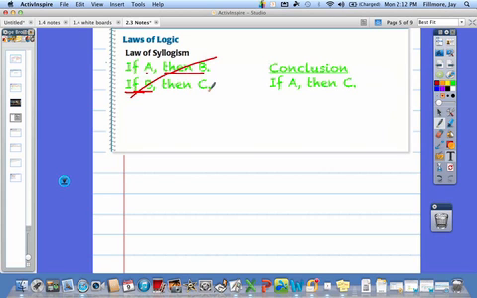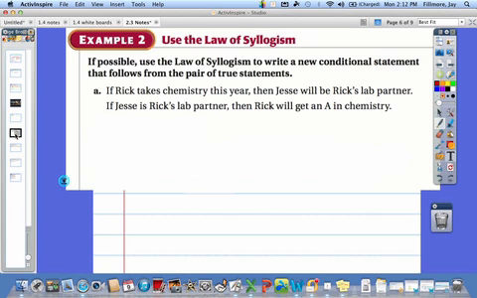Well, obviously, there's a lot of loose logic in that reasoning because a lot of those things don't necessarily mean the other is going to happen, because all those conditional statements are not necessarily true conditional statements. So let's look at some examples that we can go through. We'll look at 3 of them. First of all, the directions, if possible. So some of these won't be possible. Use the law of syllogism to write a new conditional statement that follows from the pair of true statements.